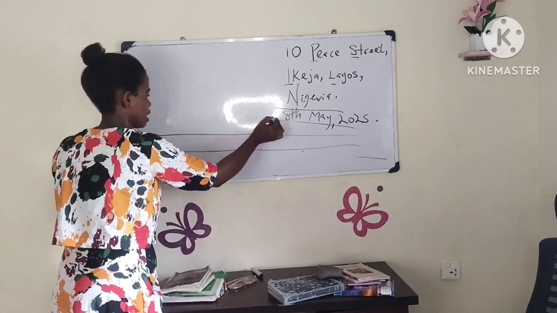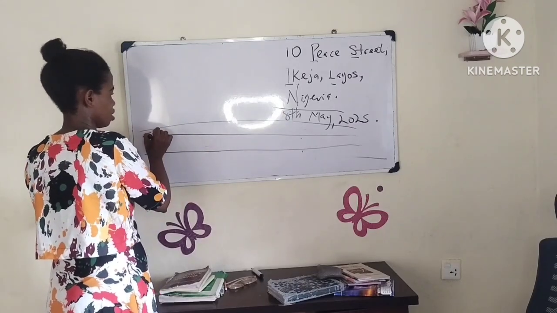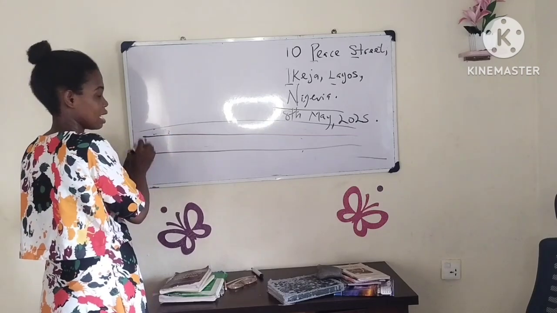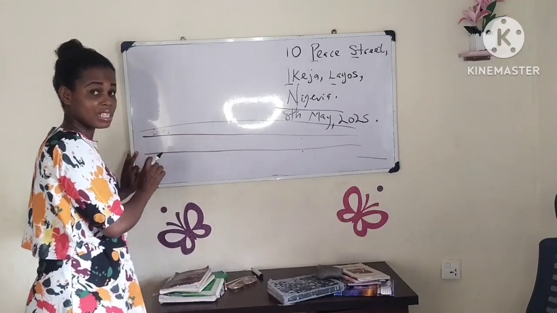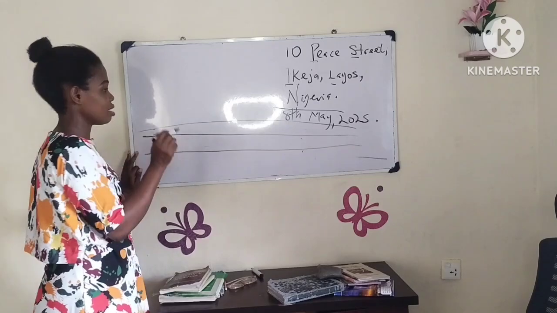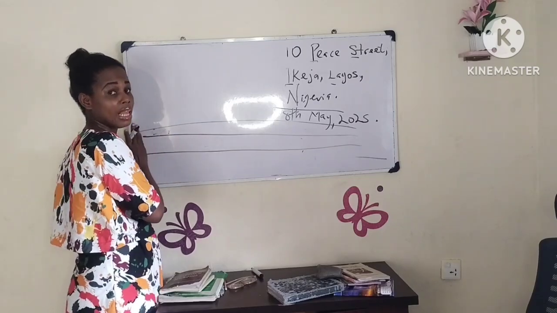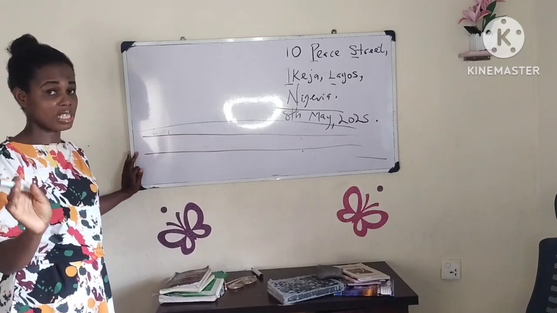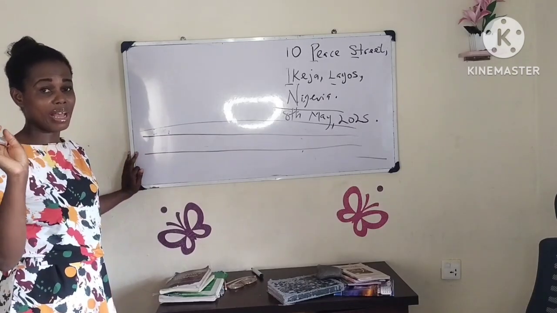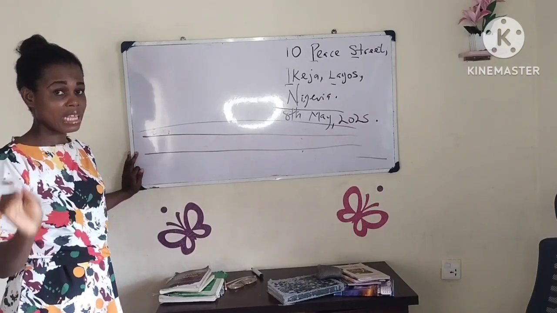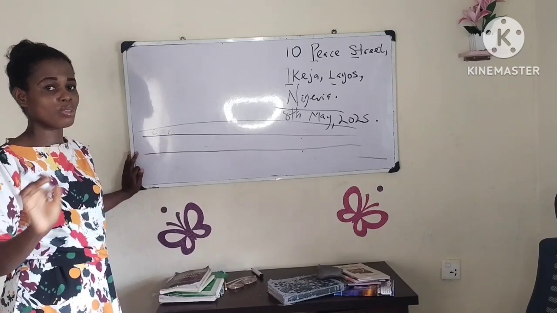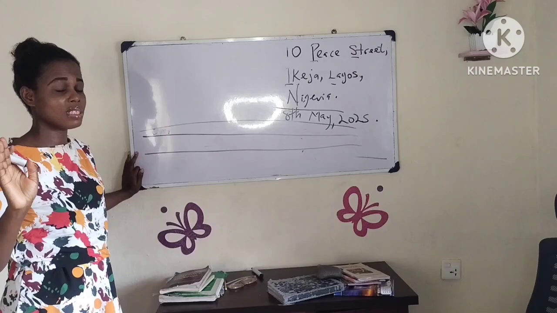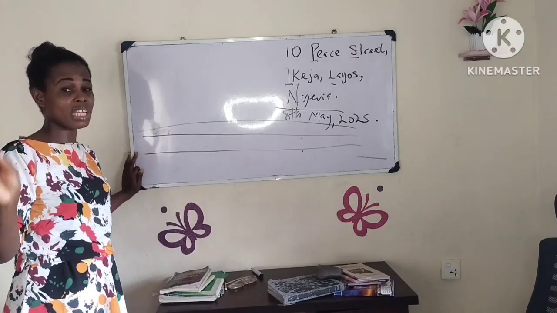After the date, leave this line. Don't write your salutation on this line. Write your salutation on this line. Now the salutation has to start on the left-hand corner of the margin. The salutation of an informal letter has to be Dear plus the person's first name, not the first name and the surname, but just the person's first name or nickname.